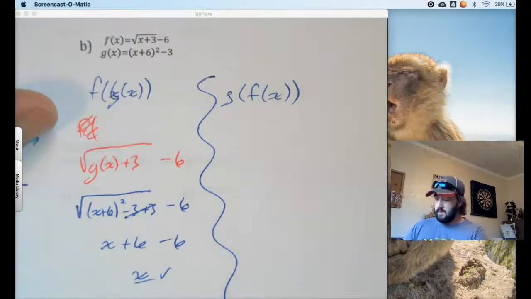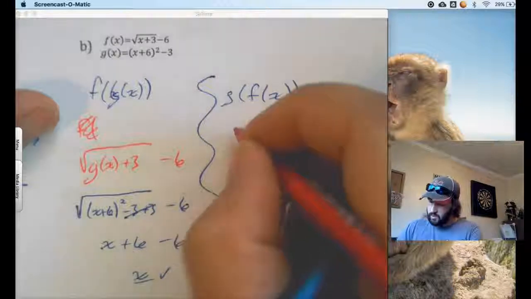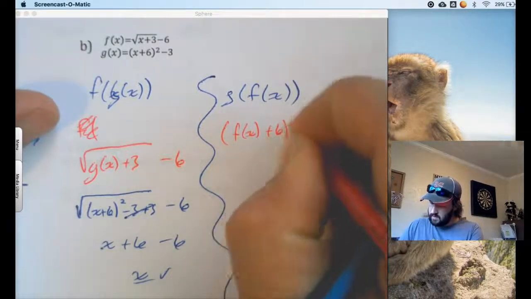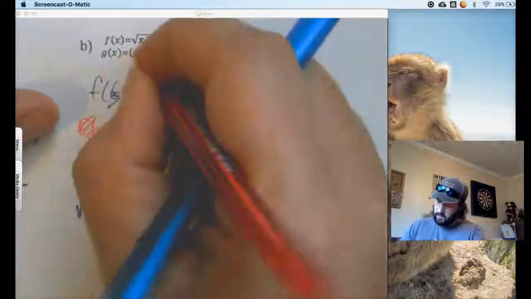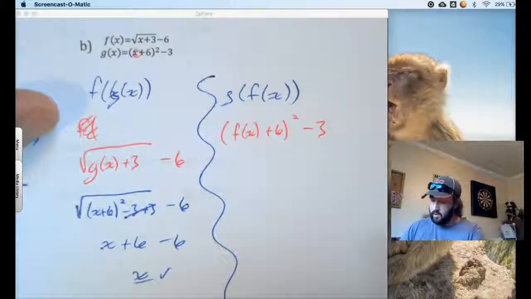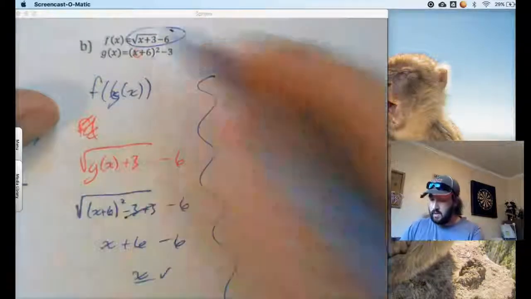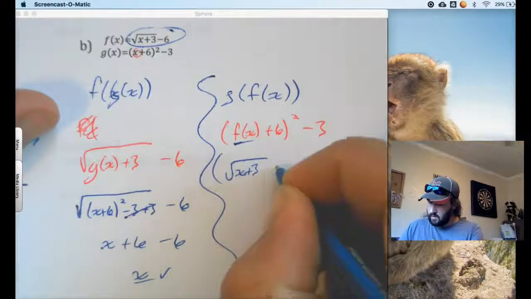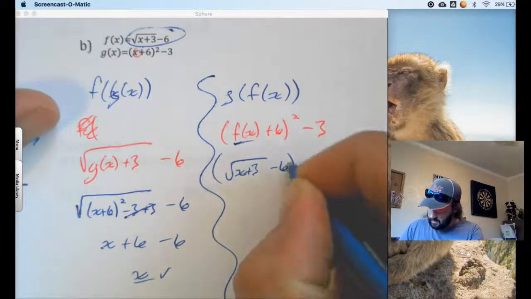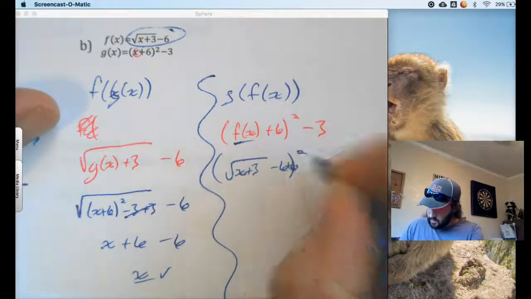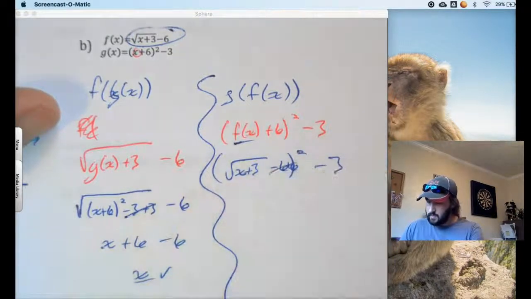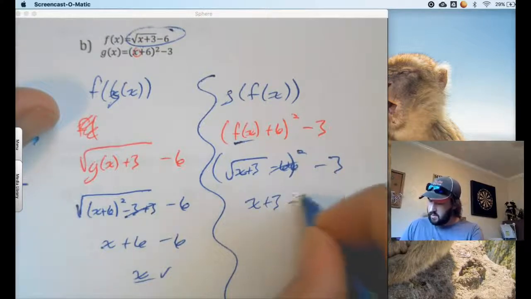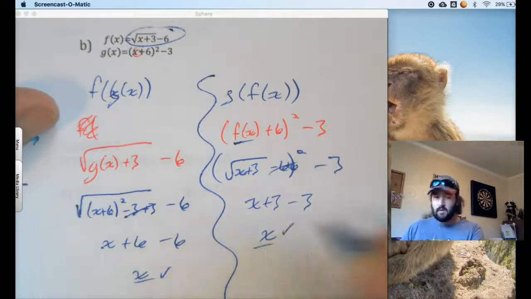Yes. All right. G of f of x, so I'm going to go to g, put in f of x, so f of x plus 6 squared minus 3, right? Put it in for the x. And then I can put in what I know f of x to be, solve that. So square root x plus 3 minus 6, plus 6 squared minus 3. Negative 6 plus 6 makes 0. Square root squared just makes that x plus 3 minus 3. So x in the end works out.